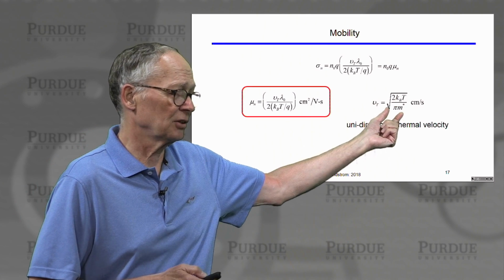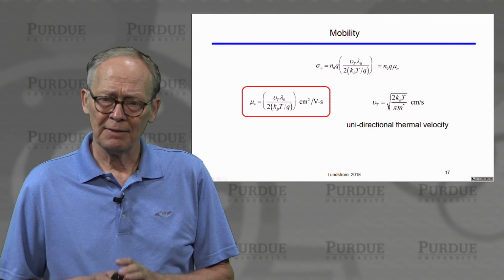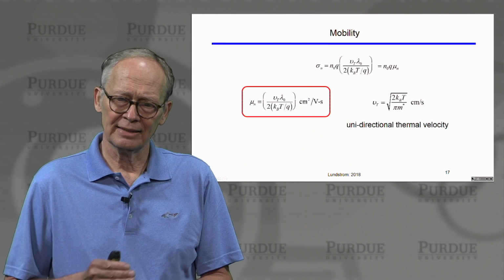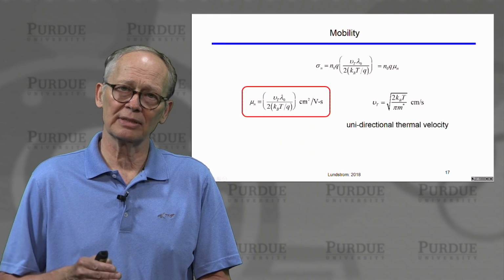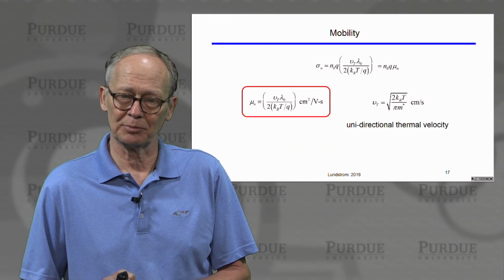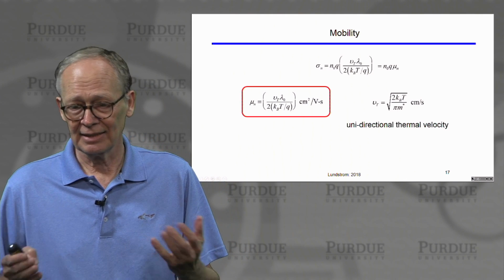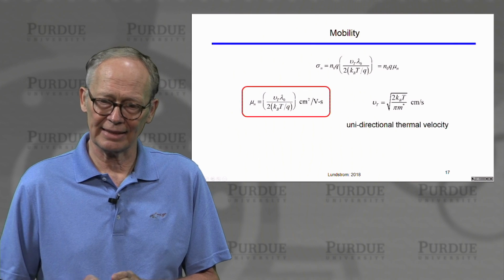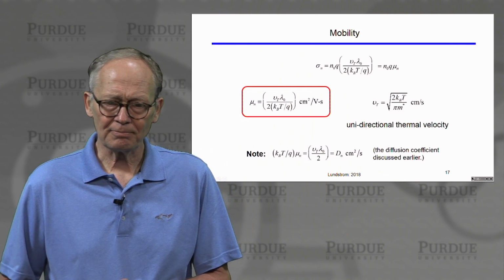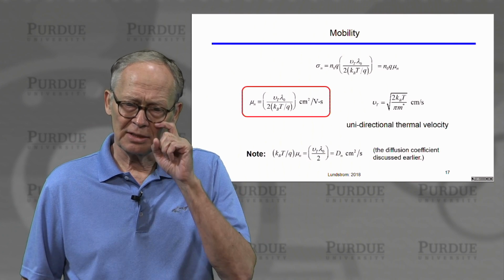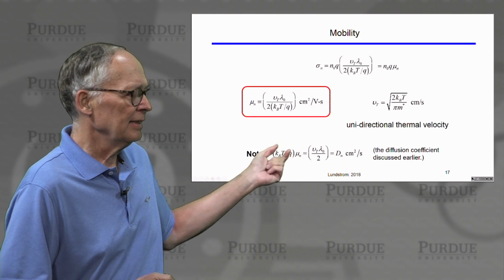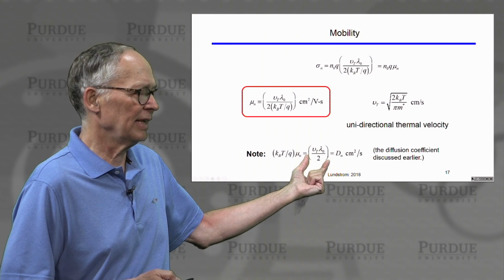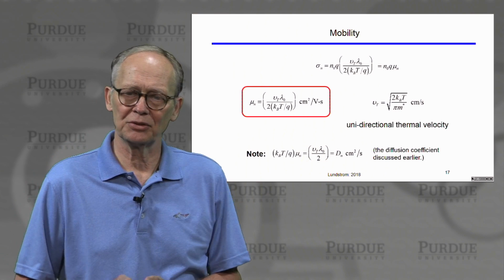It increases as the square root of temperature. The velocity is slower for heavy effective masses. Physically, this is the velocity along one of the coordinate axes. This is the average velocity of all electrons that have a plus x velocity, for example, or a minus x velocity. They're the same. So this is the velocity along one of the coordinate axes. And finally, note that if I take kT over Q times this mobility, we'll get thermal velocity times mean free path divided by 2.